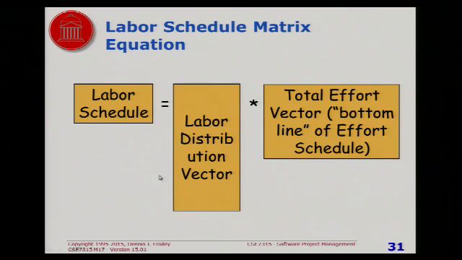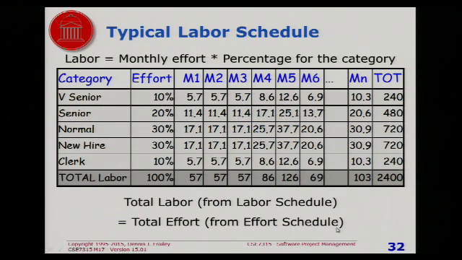The labor schedule is the labor distribution vector multiplied by the total effort vector, which is the bottom line of the effort schedule. So this is a vector times a vector equals a matrix. And this is what it looks like. You'll notice that it looks very similar to the effort schedule, except that the numbers represent the number of hours spent by this type of person each month.